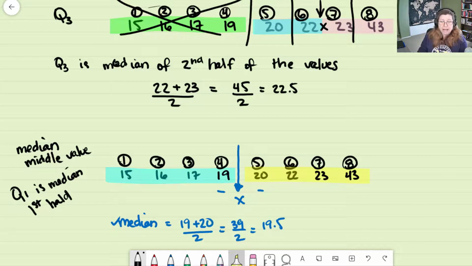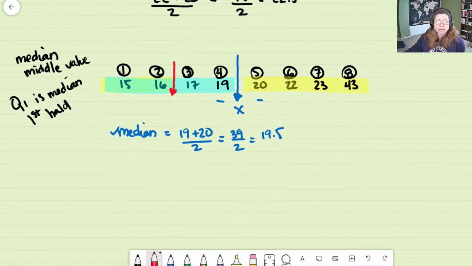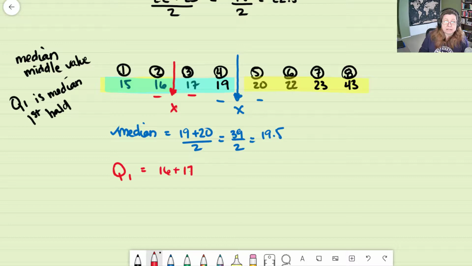Got it. Now, because Q1 is the median of the first half of values, I'm going to take the blue section and I'm going to divide it in half. So I'm just going to overlap it with yellow. So now I've divided my blue list in half. And I'm looking for this number sitting right here. But there is no number sitting on the line. And therefore, I'm going to have to take the 16 and the 17 and find the average of 16 and 17. So Q1 is 16 plus 17, all divided by 2. That's, what is that? 33 divided by 2 is 16.5. Again, exactly what we got mathematically.